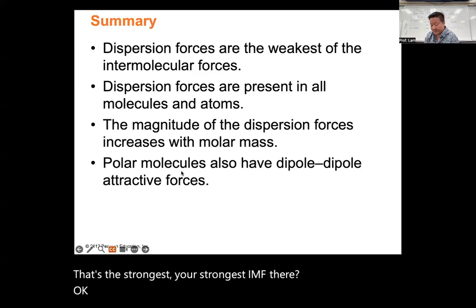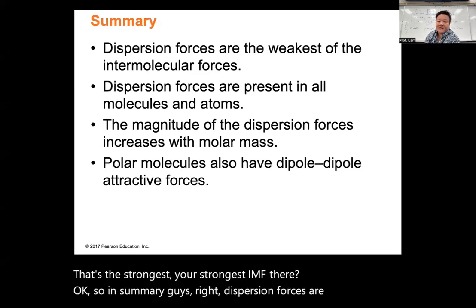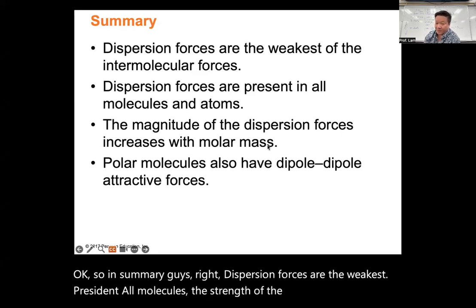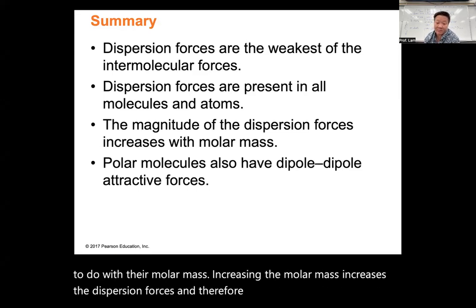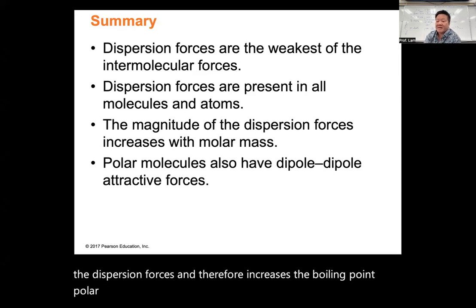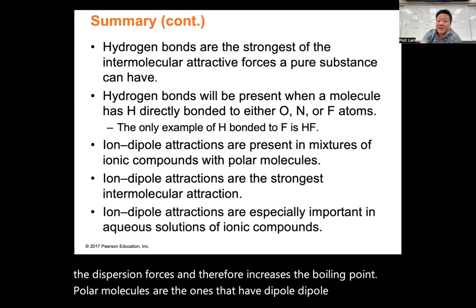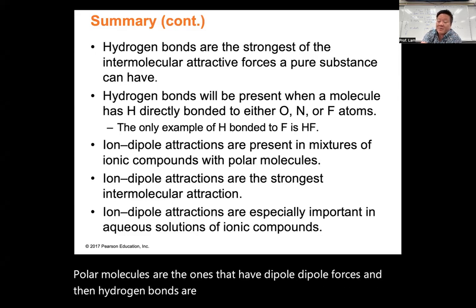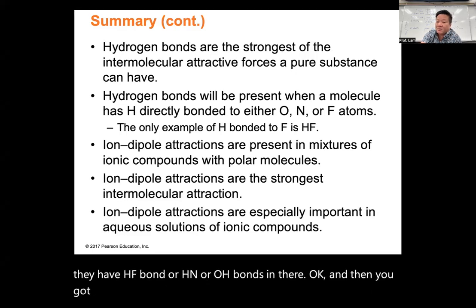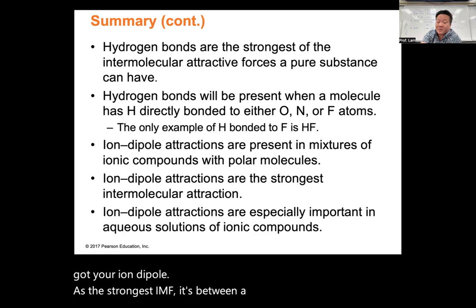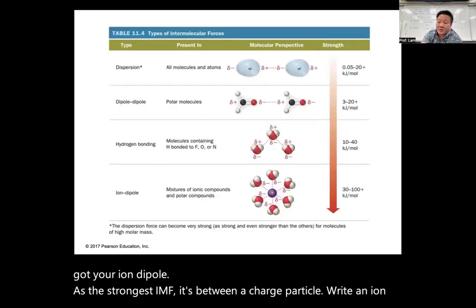Okay, so in summary, guys, dispersion forces are the weakest. They're present in all molecules. The strength of the dispersion forces has to do with their molar mass. Increasing the molar mass increases the dispersion forces and therefore increases the boiling point. Polar molecules are the ones that have dipole-dipole forces. And then hydrogen bonds are just a super duper dipole-dipole because they have HF, HN, or OH bonds in there. And then you've got your ion dipole as the strongest IMF. It's between a charged particle, an ion, and a polar molecule.